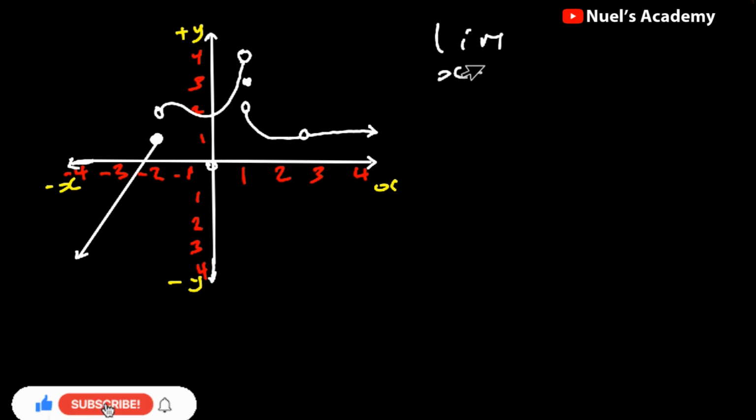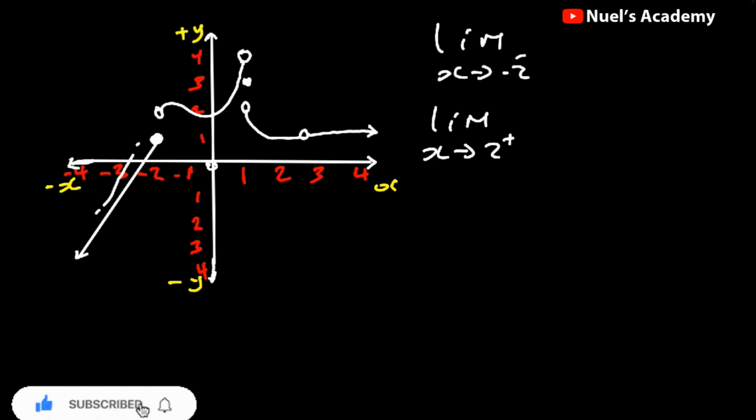So as x approaches negative 2, we're going to be considering this from the left-hand side and then from the right-hand side. From the left-hand side, you follow this curve. As it approaches this point, the answer here is positive 1. So from the left-hand side, the limit is equal to positive 1. Then from the right-hand side, you follow this curve. So the answer here is 2. So from the right-hand side, the limit is equal to positive 2.